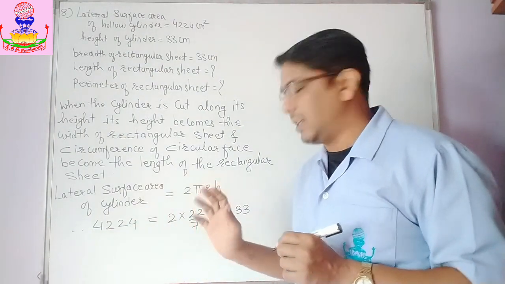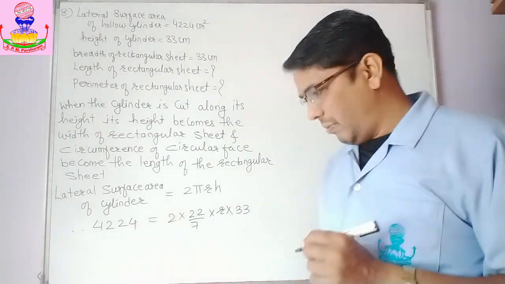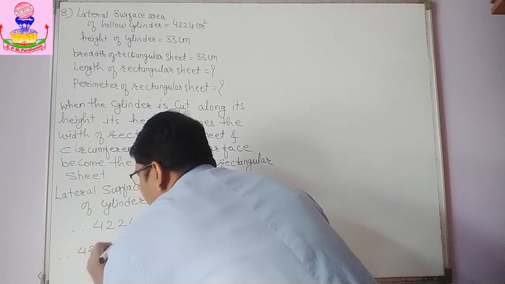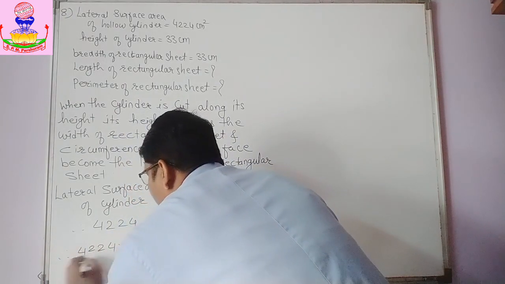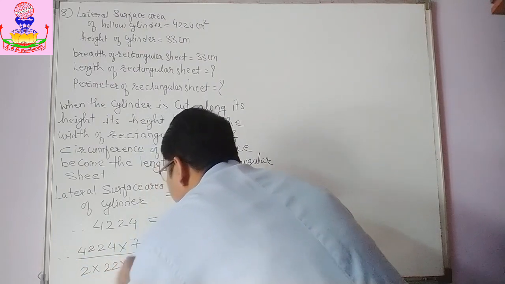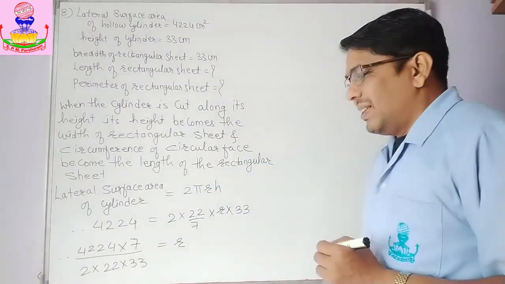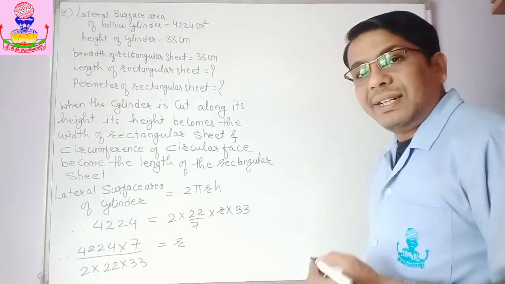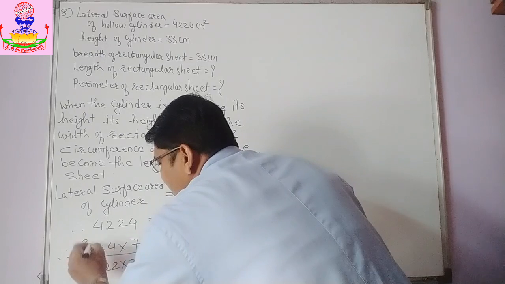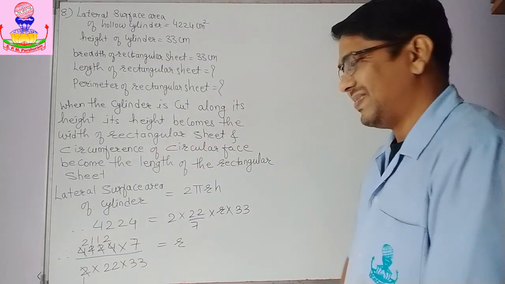So 7, when it comes to this side, it will be in multiplication, and 2, 22 and 33 will go in the division. Okay. So therefore 4224 into 7 upon 2 into 22 into 33, that is equal to r. So start dividing. 2 ones are 2, 2 twos are 4, 2 ones are 2, 2 ones are 2, 2 twos are 4.